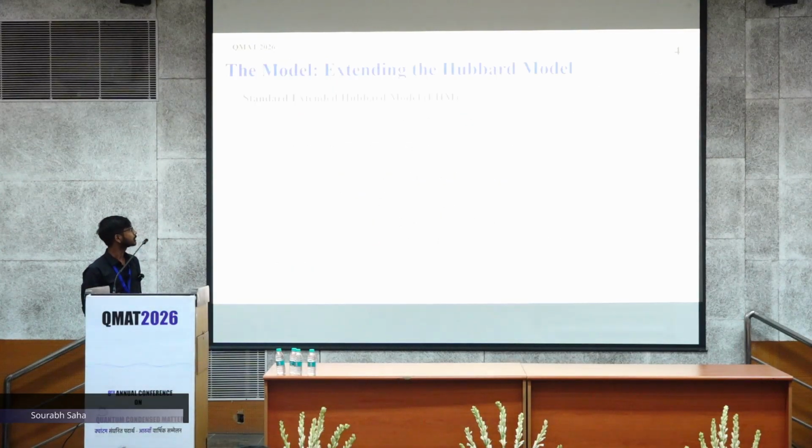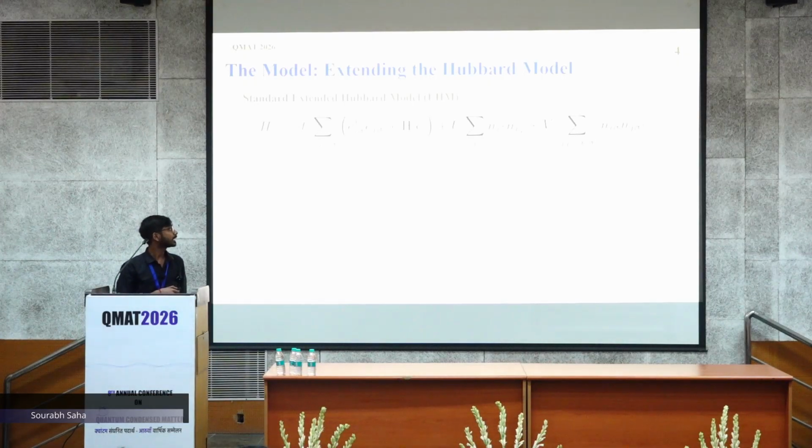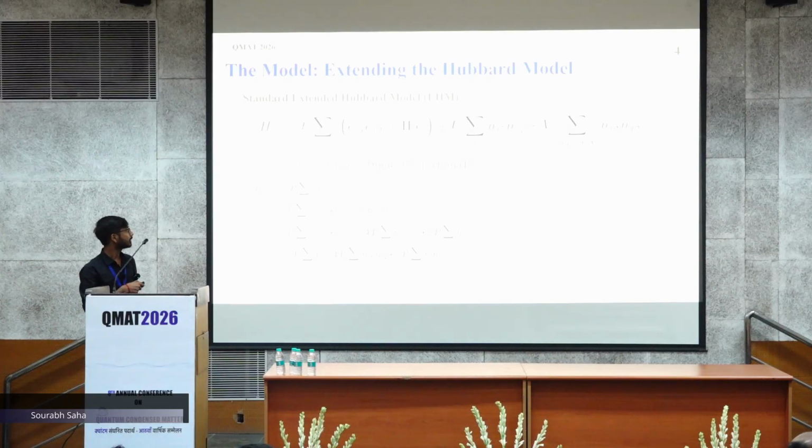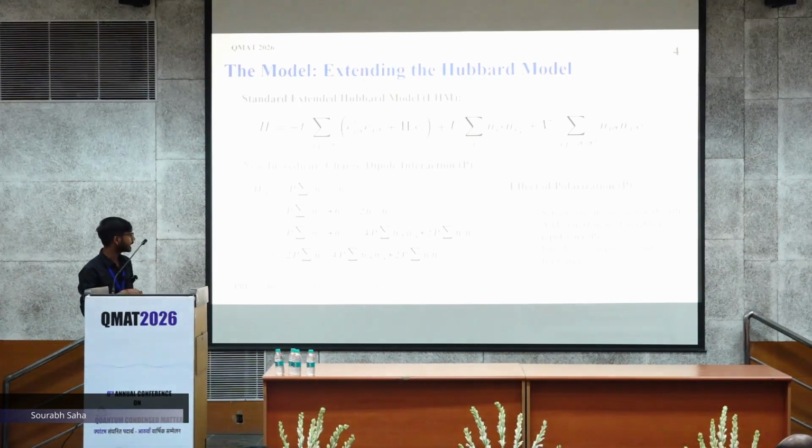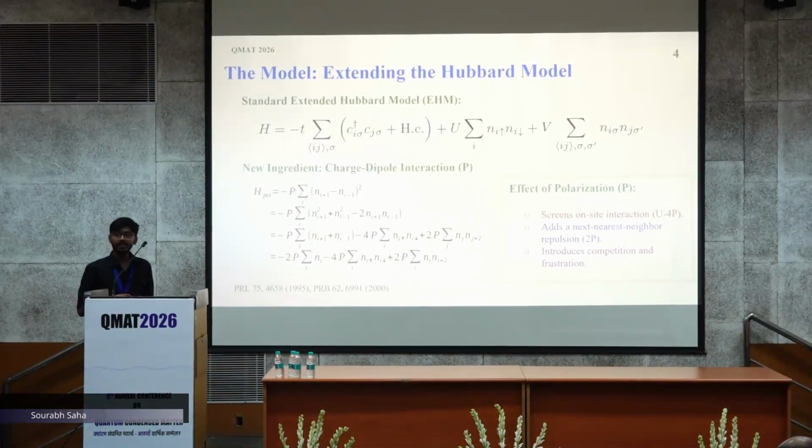So to build the intuition of the system, we start with the extended Hubbard model. As you are all familiar with this Hamiltonian, it has the hopping term, which is t, the on-site Coulomb repulsion, which is U, and the nearest neighbor Coulomb repulsion, which is V. Zaanen, van den Brink et al. first derived the form of this charge dipolar interaction, and according to them the Hamiltonian looks like this. Basically it affects in three ways. It screens the on-site Coulomb repulsion by an amount of 4P, it creates the next nearest neighbor Coulomb repulsion, and this is the chemical potential which shifts the energy level.